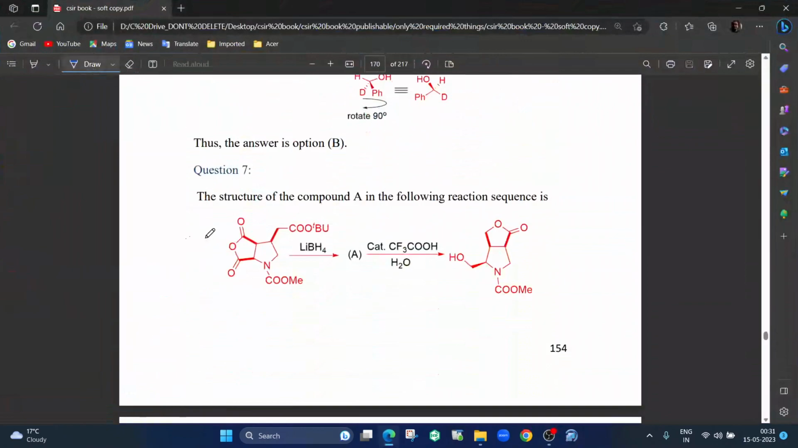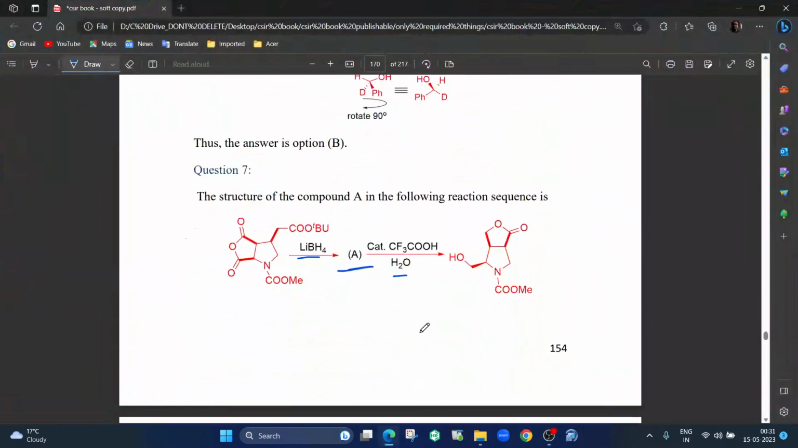Moving on to the next question, question number 7. The question says: the structure of compound A in the following reaction sequence. So you're reacting this molecule with LiBH4 and you're getting A. So we have to find out what is A. And then you are reacting with CF3COOH, which is a strong acid, catalytic amount. And then you are doing H2O and you are getting this kind of molecule.